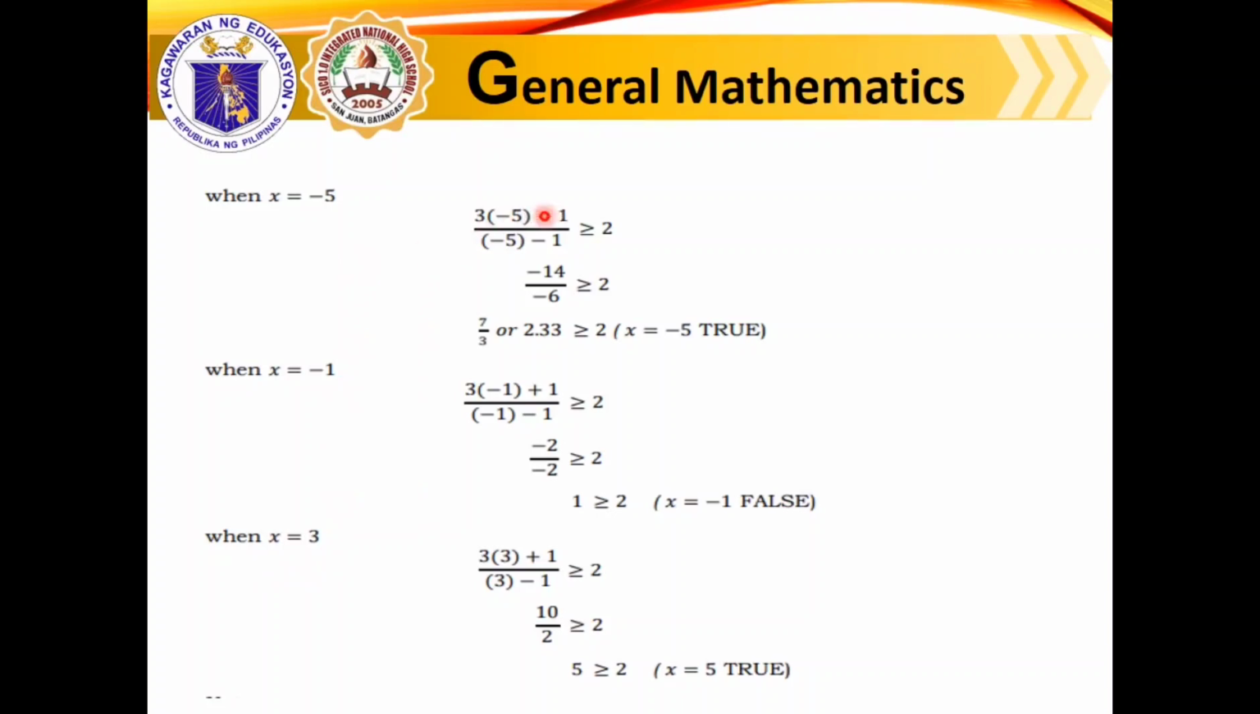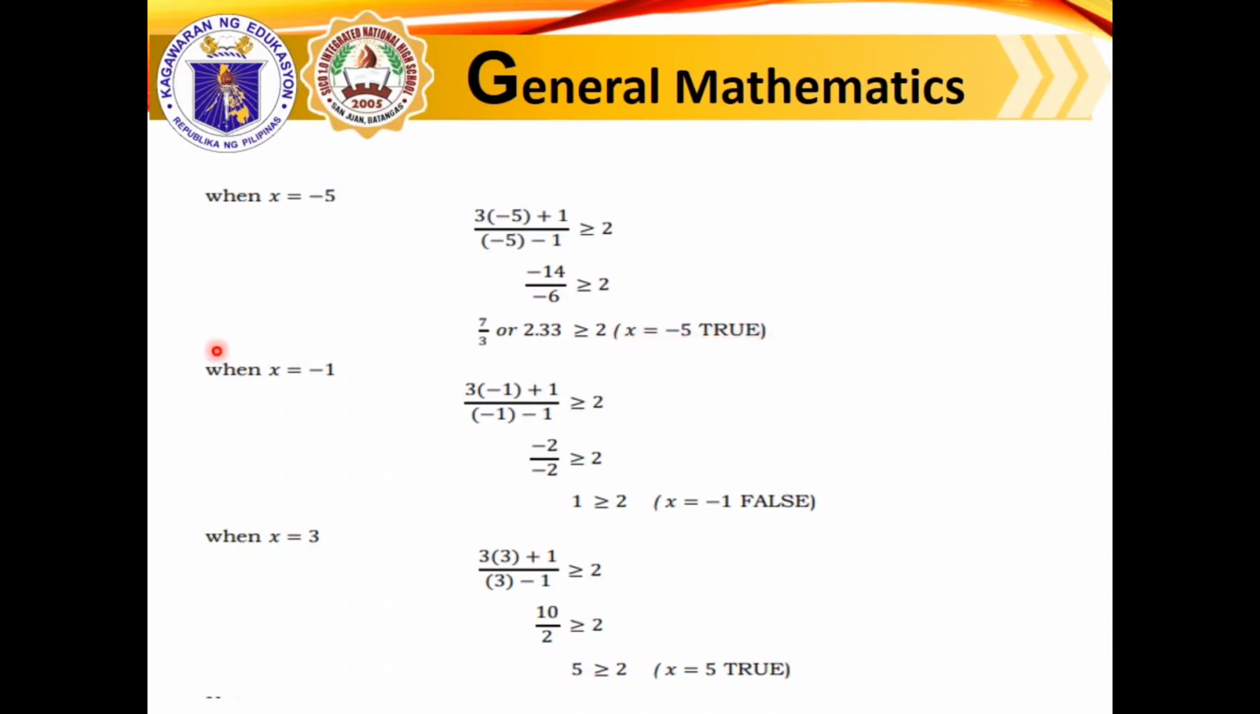Okay, let's substitute. 3 times -5 plus 1 all over -5 minus 1 is greater than or equal to 2. 3 times -5 is -15, plus 1 is -14, all over -5 minus 1, which is -6. If we simplify this, it will become 7 over 3, or 2.33, greater than or equal to 2. So 2.33 is greater than 2, so x equals -5 is true.